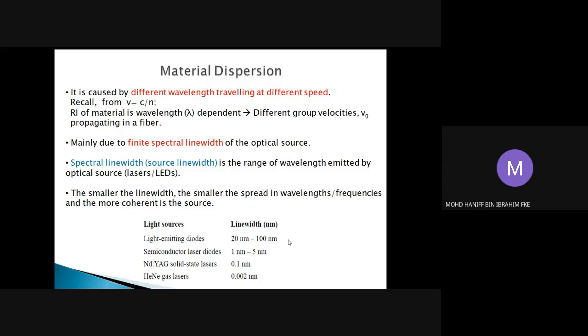Yeah. Okay. And for the semiconductor laser diode, it is very small, 1 nanometer to 5 nanometer. So for long distance applications where we want to reduce the dispersion, for sure laser diodes will be used as the optical source. Okay, then we also have solid state lasers at 0.1 nanometer, and we also have helium neon gas lasers at about 0.002 nanometer. Okay, so these are the typical line widths for the optical source, yeah.